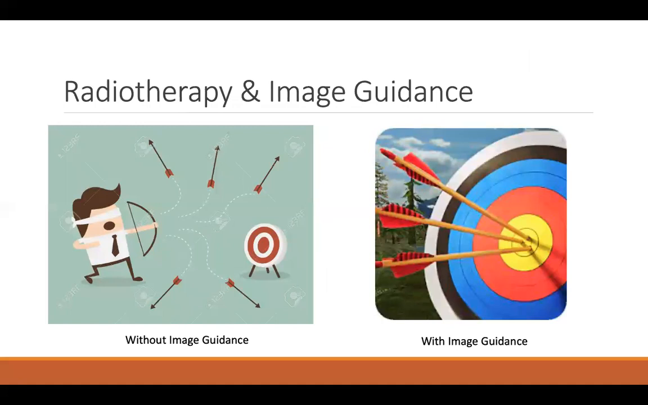Radiotherapy and image guidance. Around 2 decades ago, when imagers were not there, when we treated our patients, we were targeting our patient and we shot our patient. Sometimes we were not properly targeting or treating in the proper place. So after we got the imager, we can see where we have to treat and then we can treat properly.